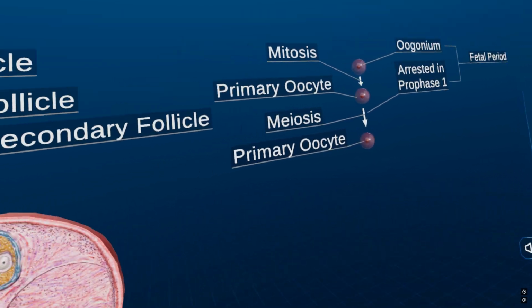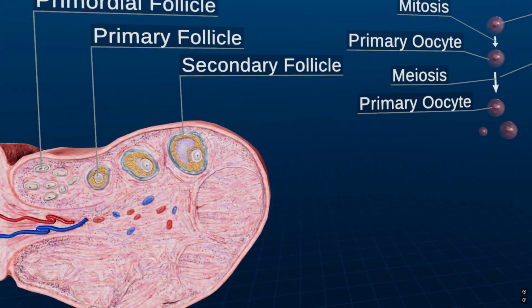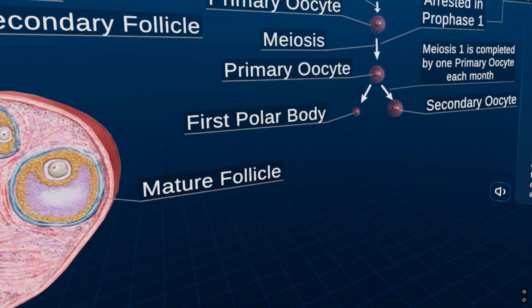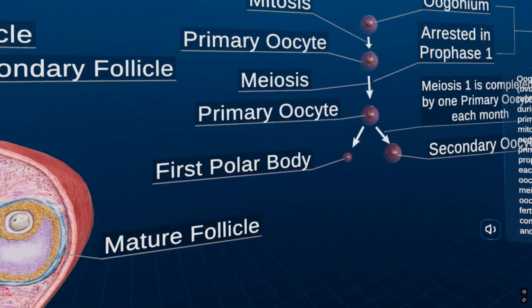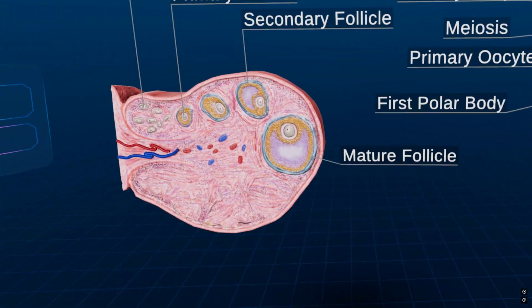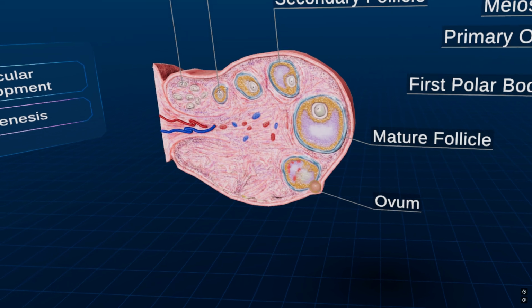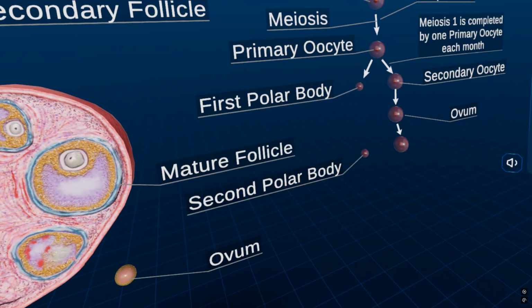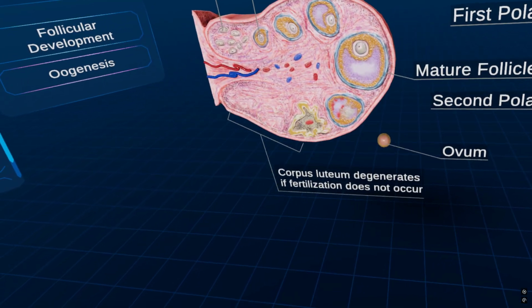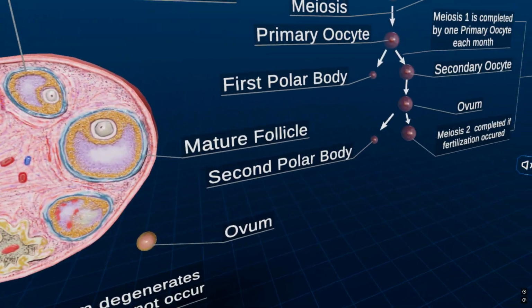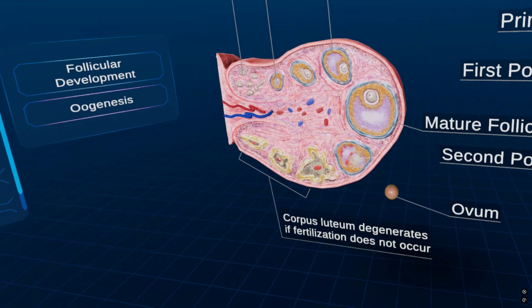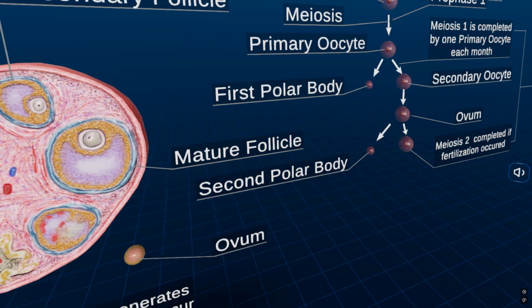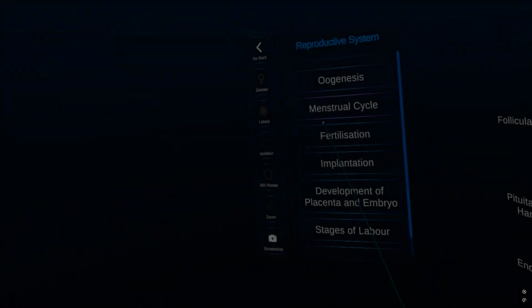Oogenesis is the process of gamete formation in the female reproductive system. It begins during fetal development, where primordial germ cells undergo mitosis and form oogonia. One oogonium differentiates into a primary oocyte, which rests in prophase 1 until puberty. During each menstrual cycle, a few primary oocytes are activated, completing meiosis 1 to form a secondary oocyte.